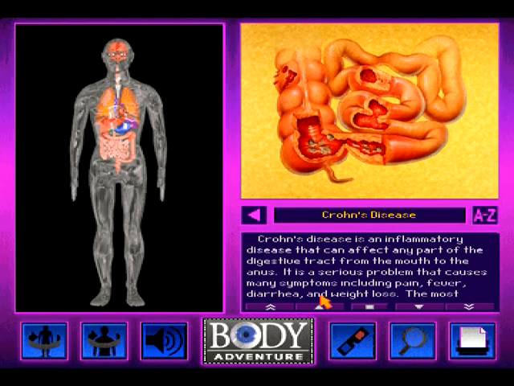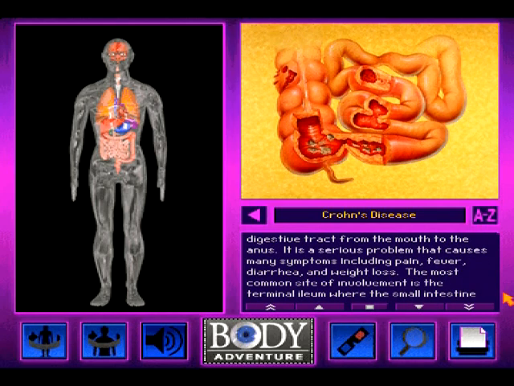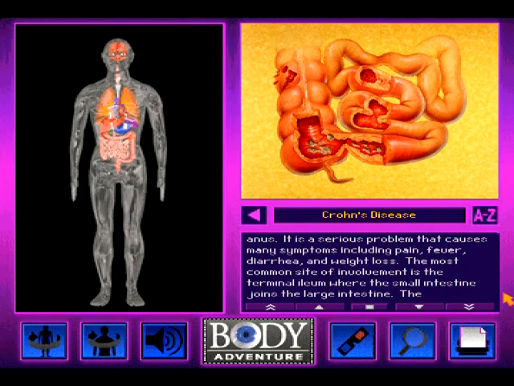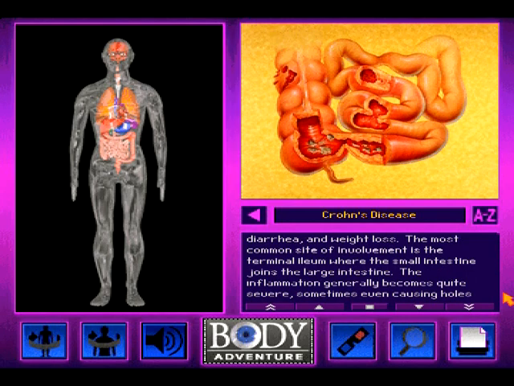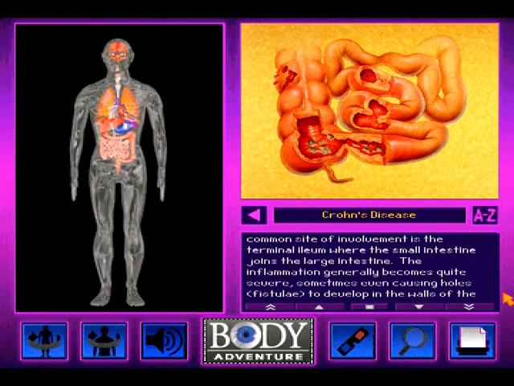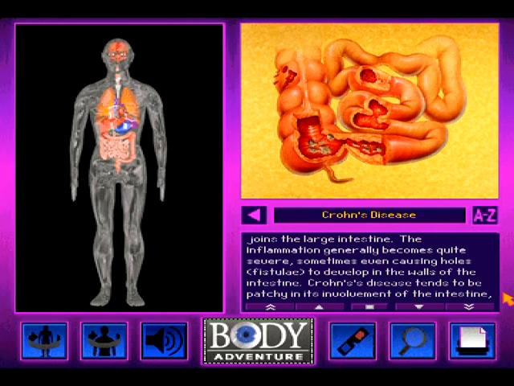Crohn's disease. Crohn's disease is an inflammatory disease that can affect any part of the digestive tract from the mouth to the anus. It is a serious problem that causes many symptoms, including pain, fever, diarrhea, and weight loss. The most common site of involvement is the terminal ileum, where the small intestine joins the large intestine. The inflammation generally becomes quite severe, sometimes even causing holes, fistulae, to develop in the walls of the intestine.